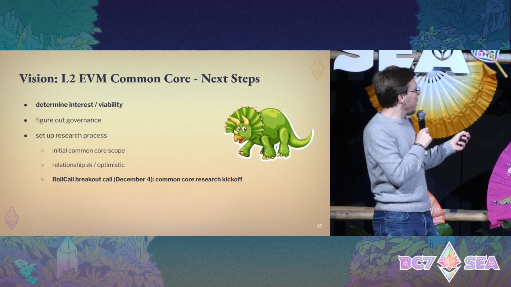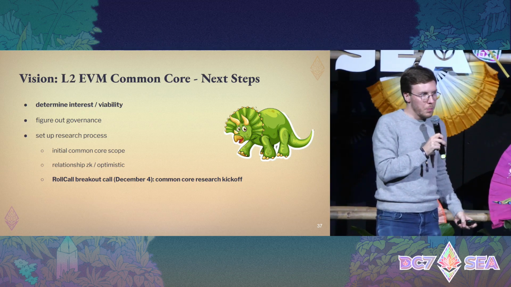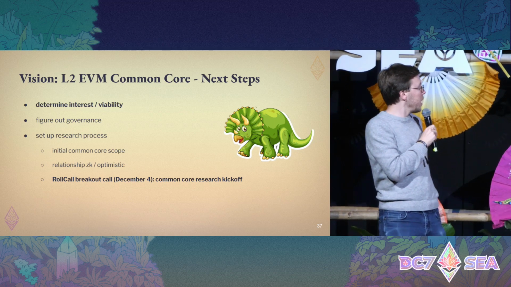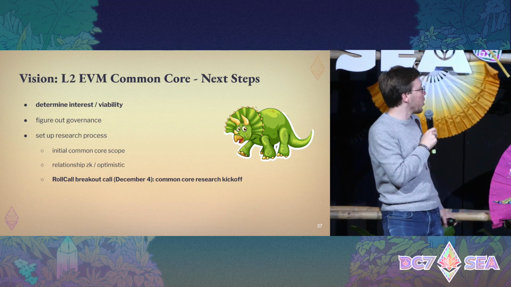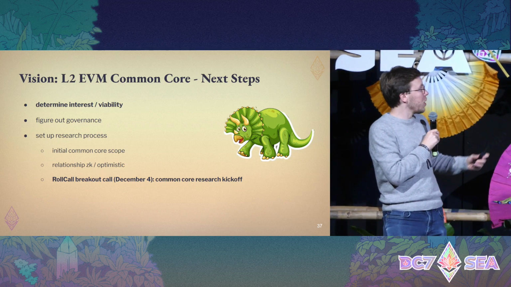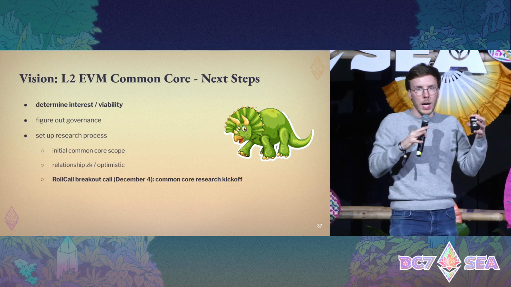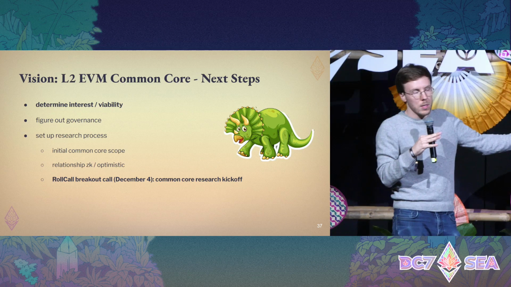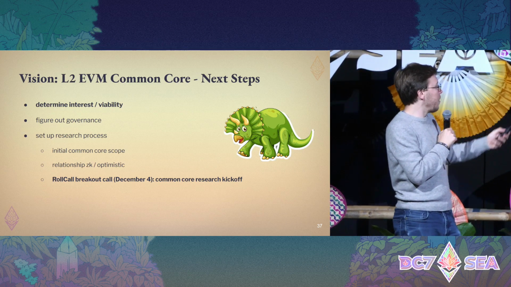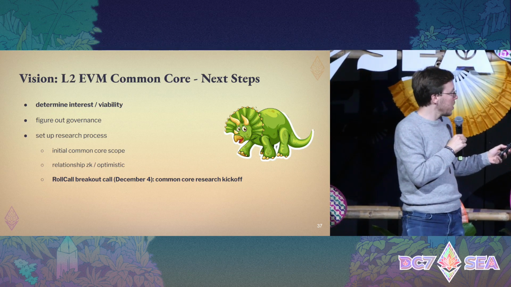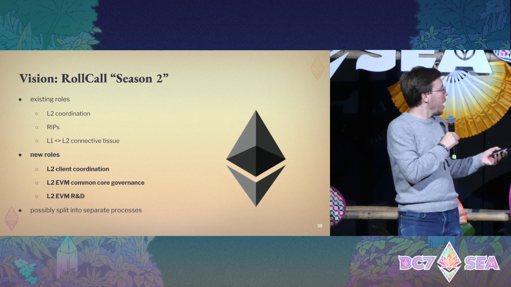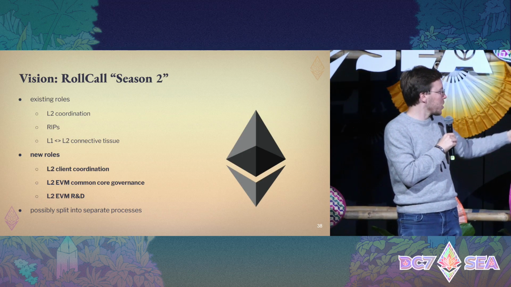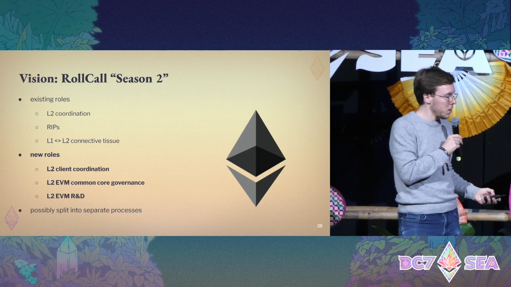Next steps: again, the Common Core is still a bit unclear, as that's a proposal. We will have to see how much interest there really is and how much willingness to commit to this across the L2s. We need to figure out a governance, because given that this would be a shared set of features that everyone would commit to supporting, that requires governance among the participants. And then have a research process across the teams. That also means that in season 2 of RollCall, we would focus more on facilitating that side of things.